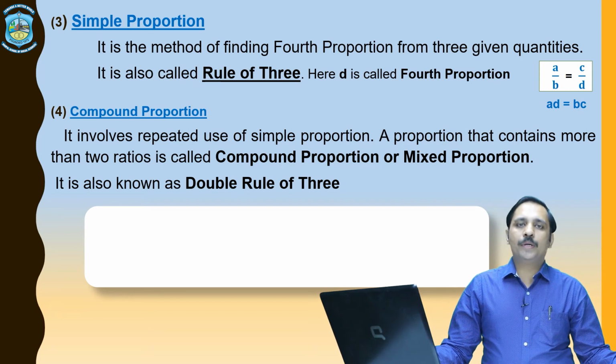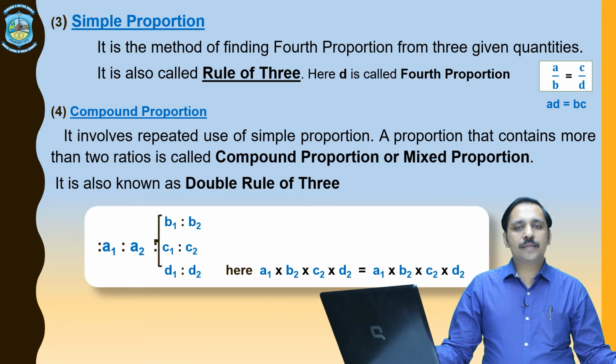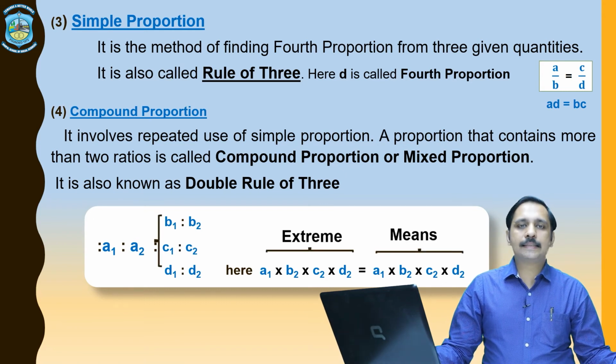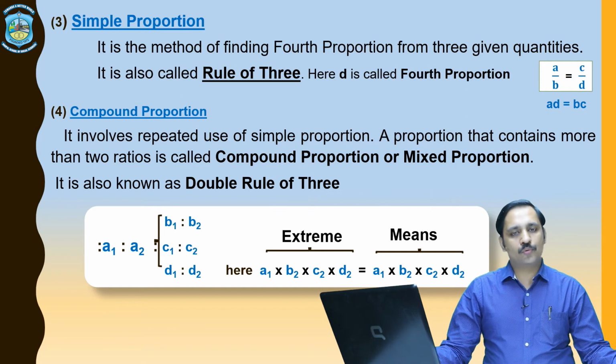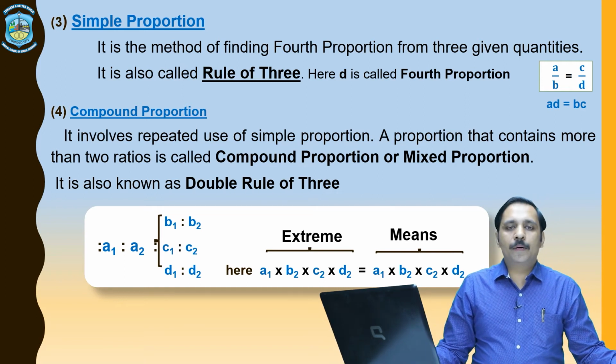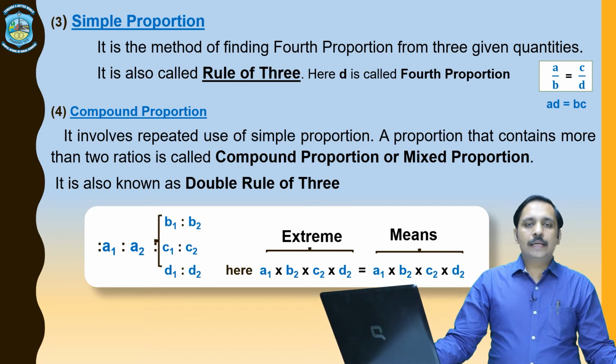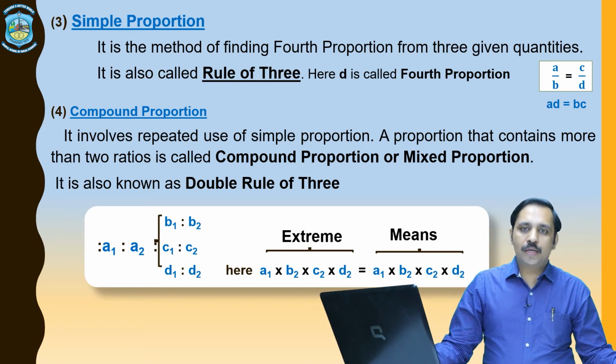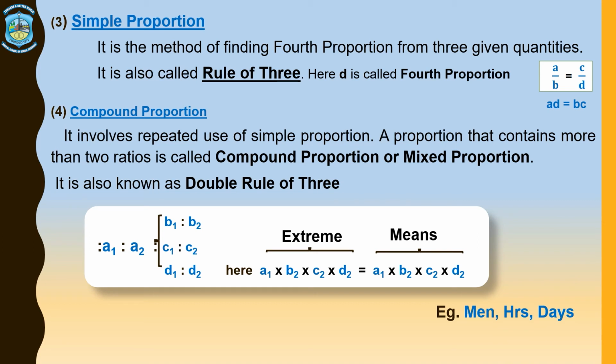The main property to be compared is A1 is to A2. Now this ratio is compared to B1 is to B2, C1 is to C2, D1 is to D2 and so on. Here by the double rule of 3 we have A1 into B2 into C2 into D2, that is the product of all extreme terms. It should be equal to the product of all means terms, that is A2 into B1 into C1 into D1. For example, a relation between number of men, number of hours of work and number of days. Here we have three quantities, so it is an example of a compound proportion. We will see compound proportion in detail later on in this session.